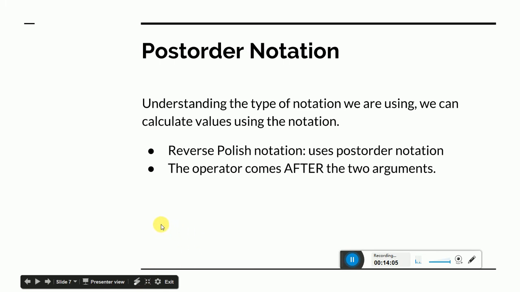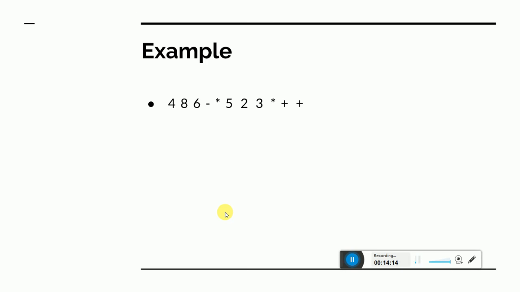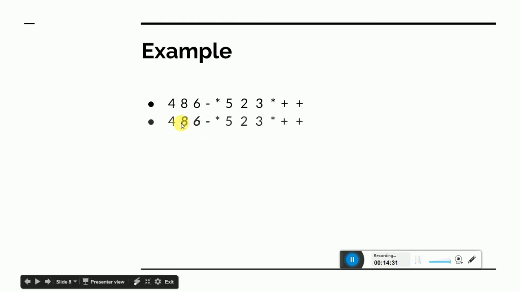All right, it uses post order notation. Again, the operator comes after the two arguments. So suppose I give us an example of this particular string of operators, numbers, and symbols that's written in post order notation, reverse Polish notation. We understand this is post order. So again, what we're looking for is the first two numbers that have an operator behind them. Looking along here, we see the 8 and the 6 with the minus sign. That's going to be the very first thing that we do.